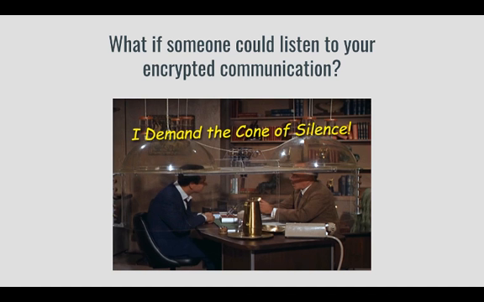A side channel attack uses information gained from the physical implementation of the crypto system. Examples of side channel attacks are power consumption, electromagnetic emissions, timing, and audio.